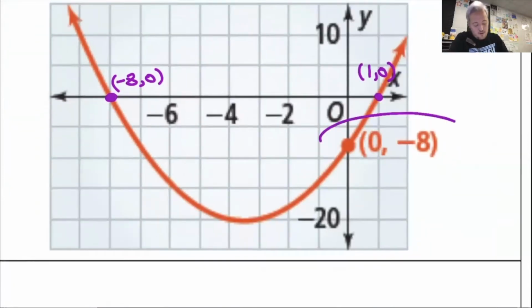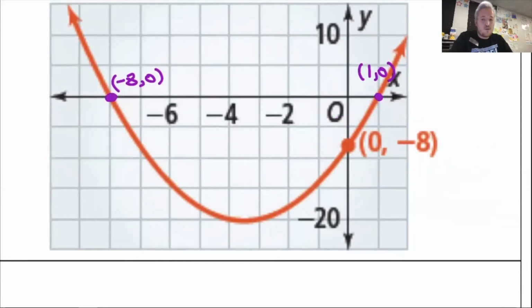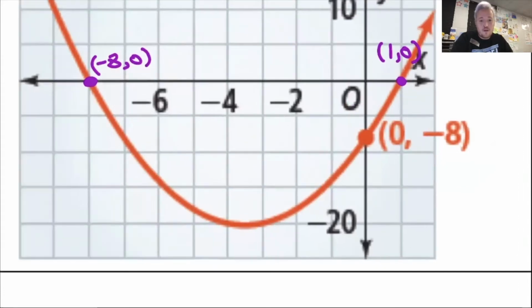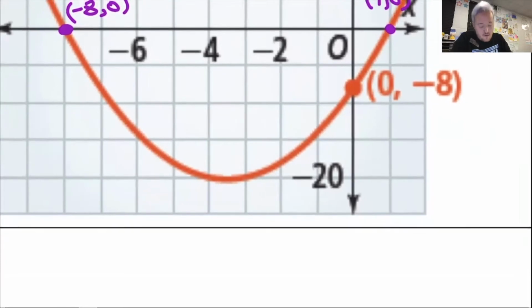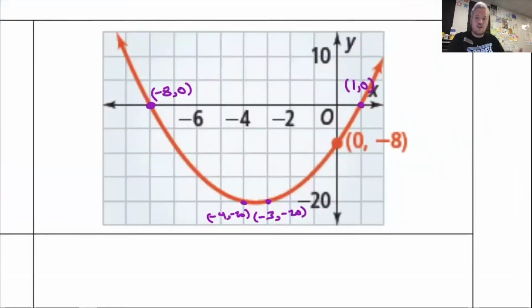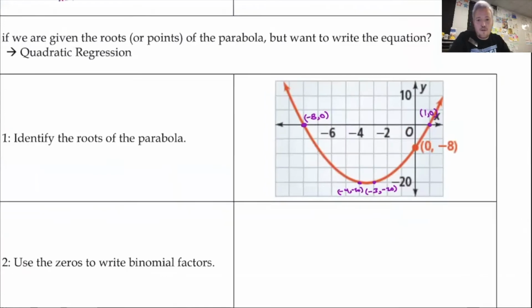Now notice they also gave you the y-intercept. So you also want to be able to determine any other potential points if possible. So for example, down here, we could also have negative 3, comma negative 20, or negative 4, comma negative 20. You want to be able to identify as many other points as possible. And that'll be more apparent why later on.